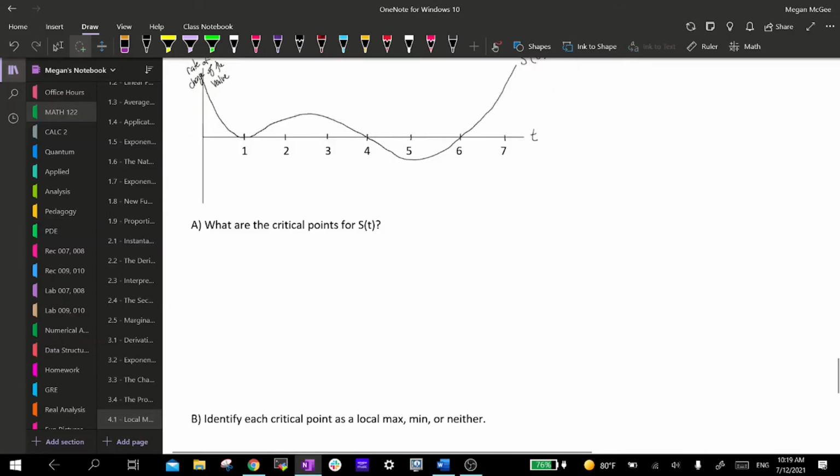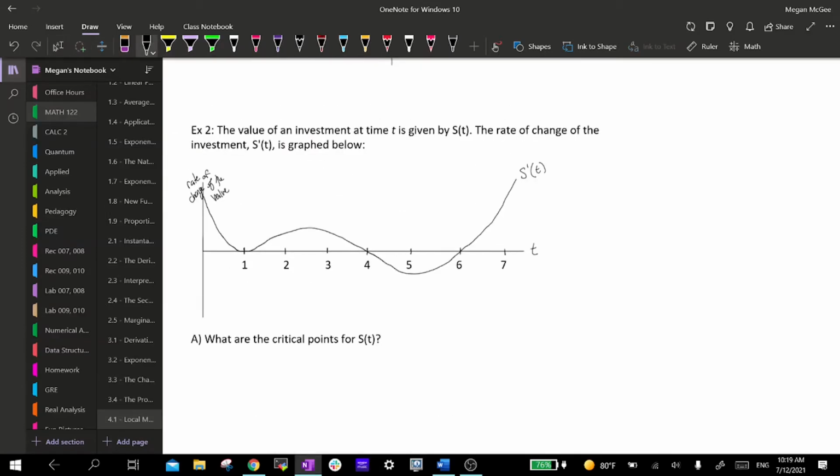Okay, I had to hand draw this graph, I apologize. But so here we go, this is our graph. So what are the critical points for s of t? So the first thing I'm going to make a note of is that we are looking at the graph of the derivative.